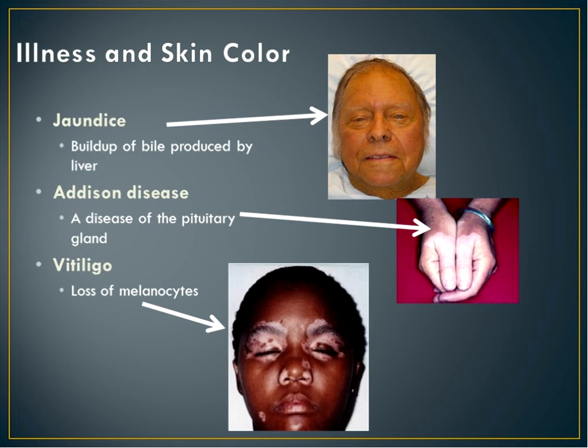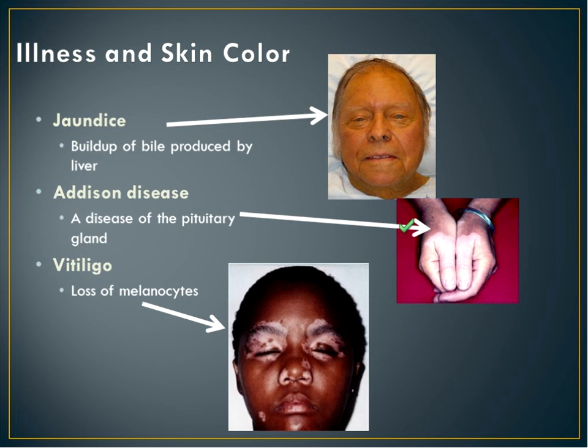Other conditions and illnesses that affect skin color are jaundice, which is a buildup of bilirubin, of bile, as a result of the liver not functioning properly. Addison's disease, JFK had Addison's disease. It's a disease of the adrenal gland, and it actually causes the skin to get darker.